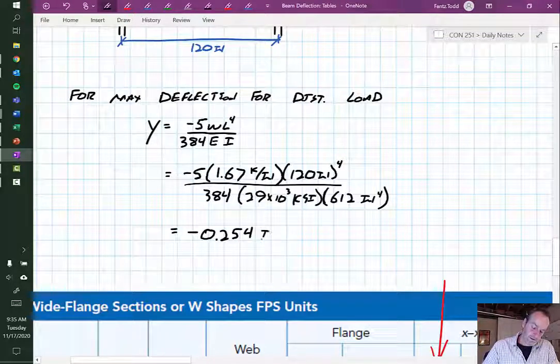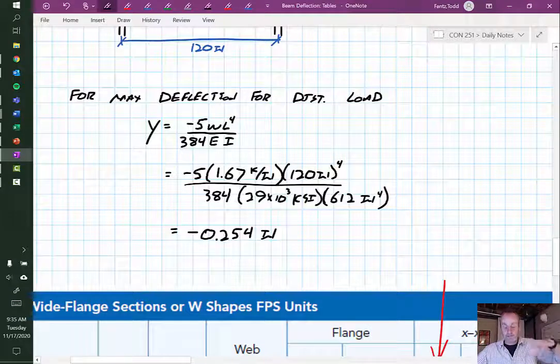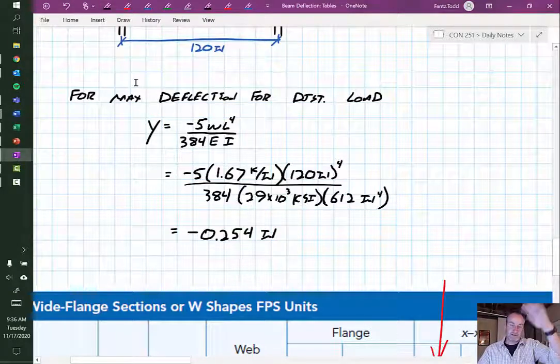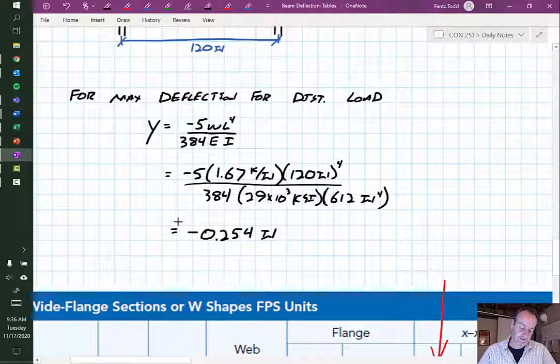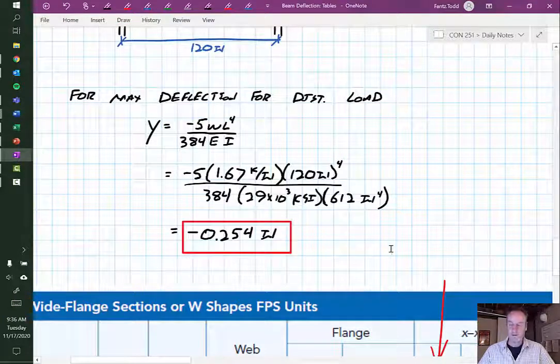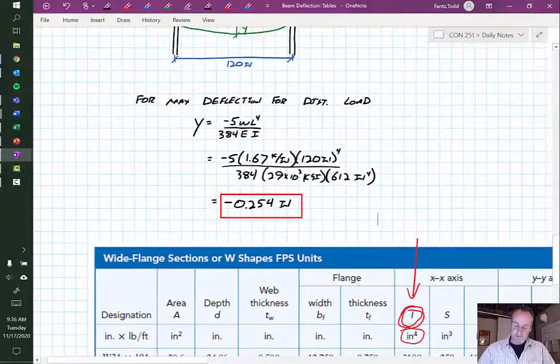So plug that all into your fancy dancy calculator, and I get a negative 0.254 inches. The negative, by the way, just means that it's going down, right? Positive up, negative down. Makes sense if I have all this load on there that it would go down. So just try not to drop that negative sign. It's real easy to do. So that's the simplest way we can use this table.